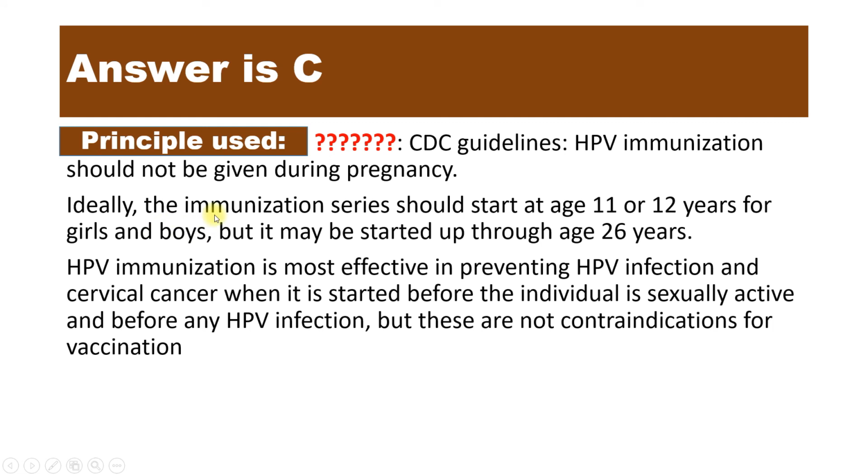However, ideally the immunization series should start at age 11 or 12 years for girls and boys, but it may be started through age 26 years. HPV immunization is most effective in preventing HPV infection and cervical cancer when it is started before the individual is sexually active and before any HPV infection. But these are not contraindications for vaccination.